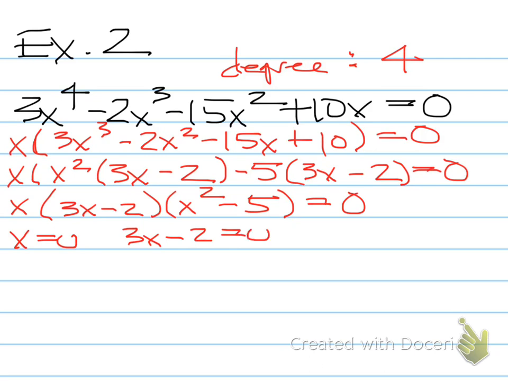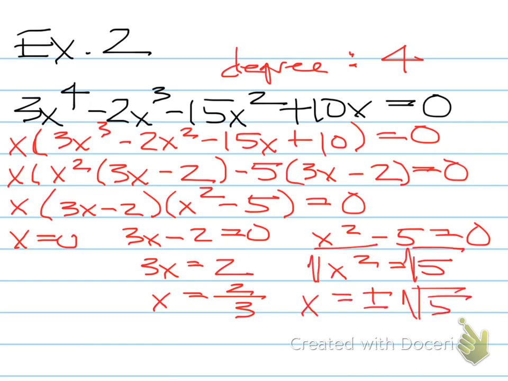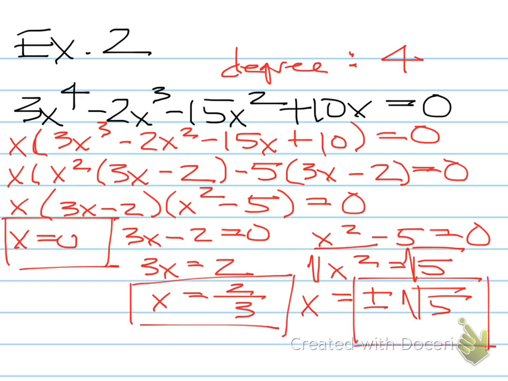Set all the factors equal to 0. When we set x equal to 0, we get our first zero, which is 0. And then when we set 3x minus 2 equal to 0, we get x equals 2 over 3. And then when we set x squared minus 5 equal to 0, we get plus and minus the square root of 5. So those are all 4 of our roots.